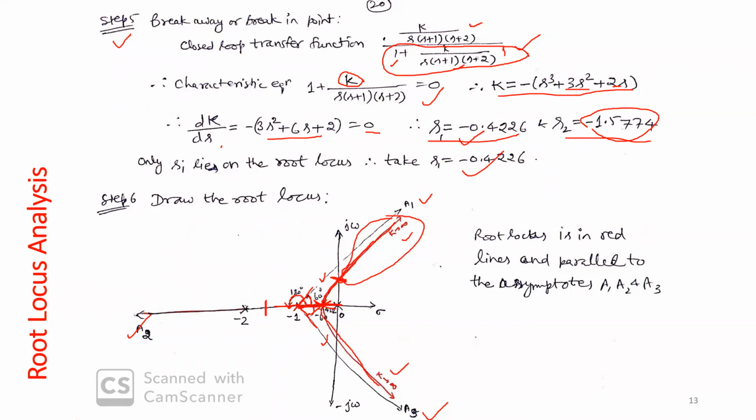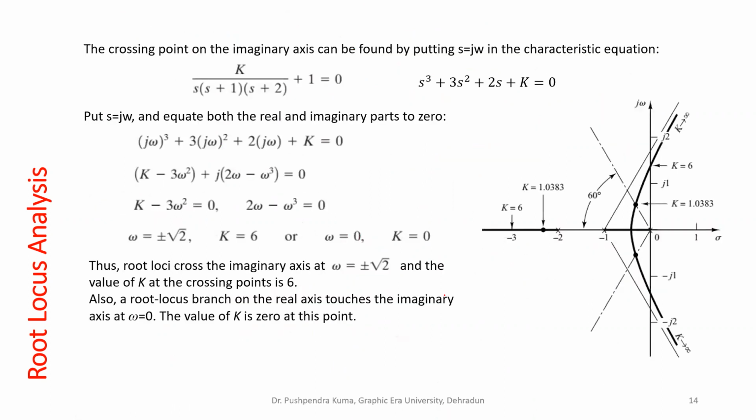At this point, I'm interested in what the value of K should be after which the system will become unstable, because below this value the system is stable. Here it is stable, here it is stable, but the moment it cuts the imaginary axis, it becomes unstable. So I want to calculate at what point the imaginary axis is cut.